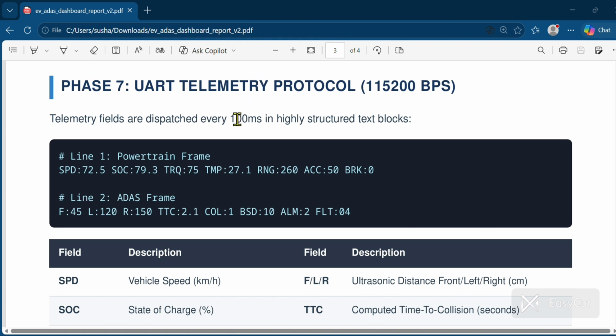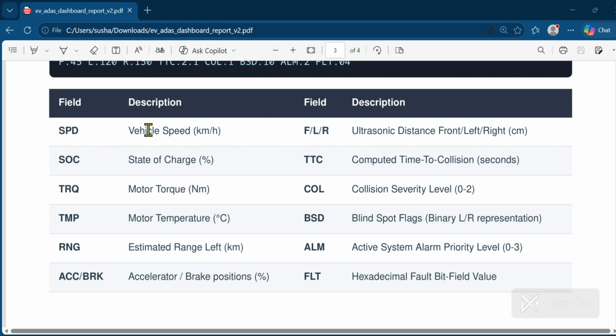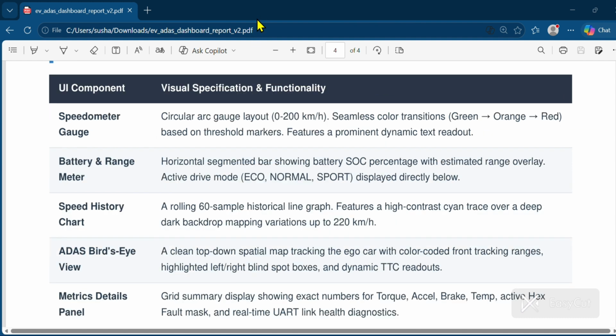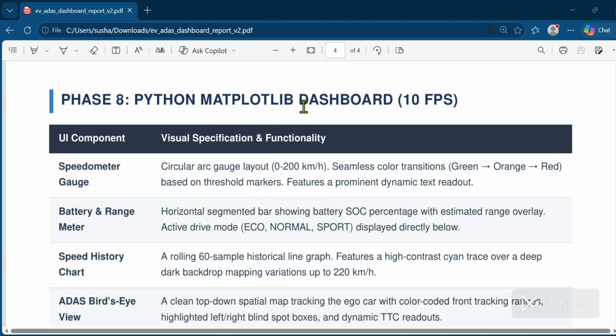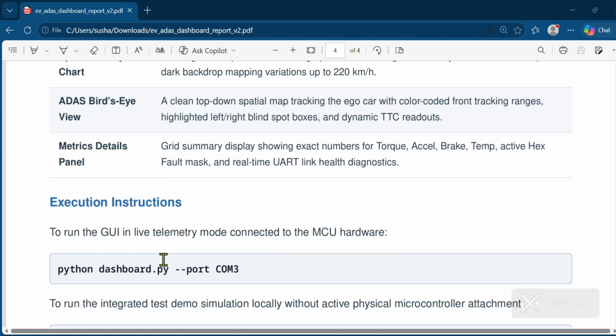In the UART phase, we designed a highly efficient lightweight protocol to pipe data to the dashboard, which shows vehicle speed, state of charge, motor torque, motor temperature, fault, and time to collision. In the Python dashboard, we get to see a speedometer, battery and range meter, speed history, ADAS bird's-eye view, metric detail panel, etc.